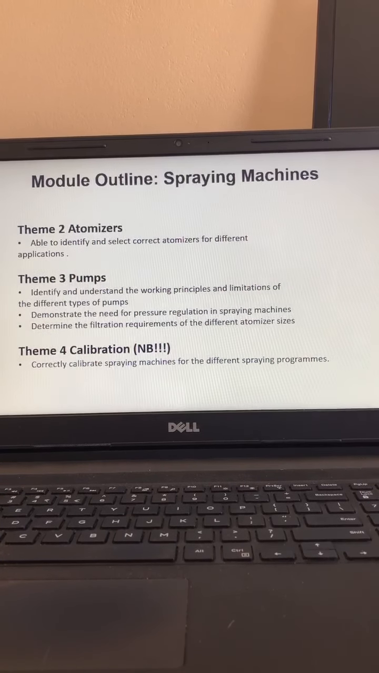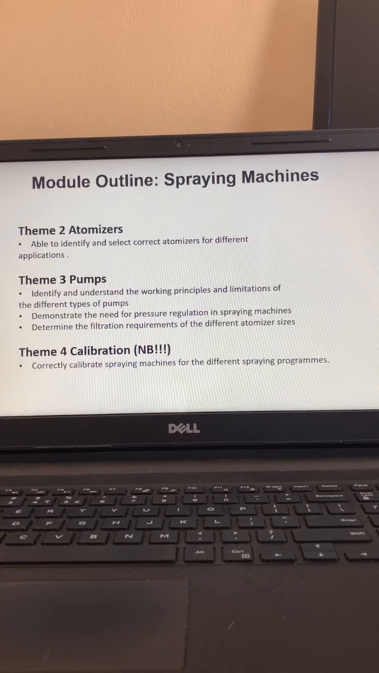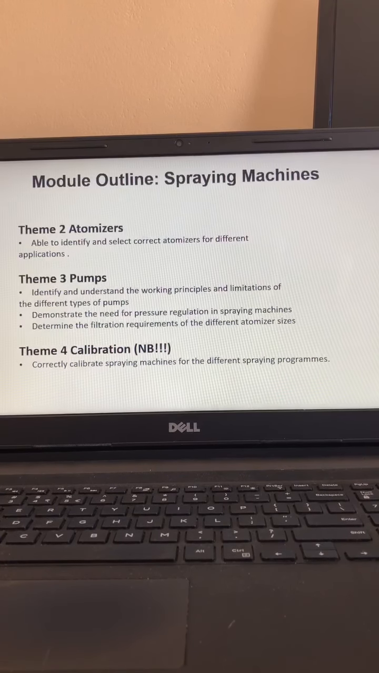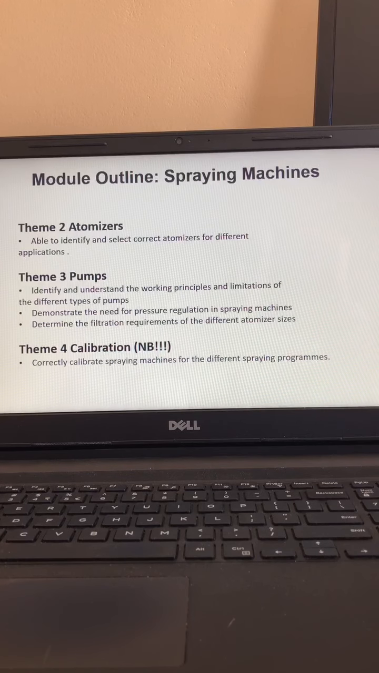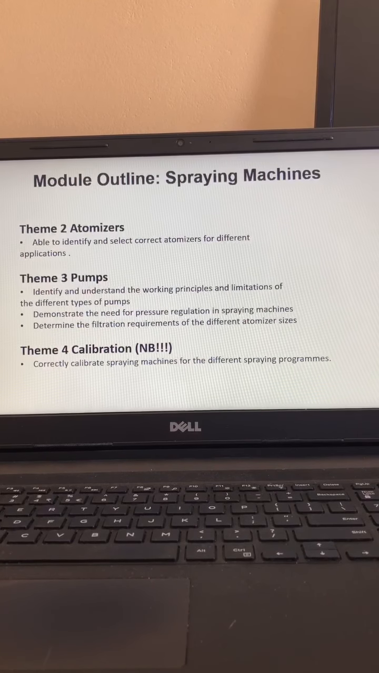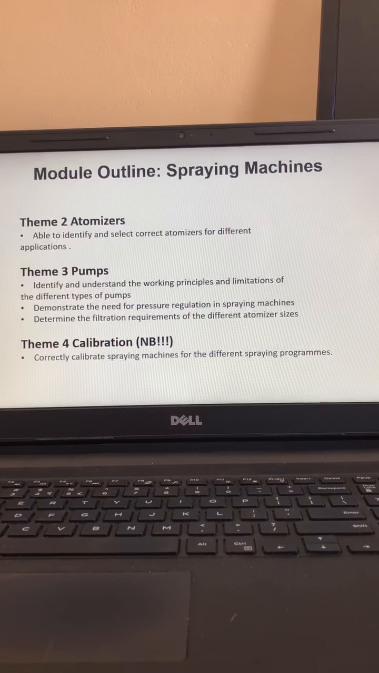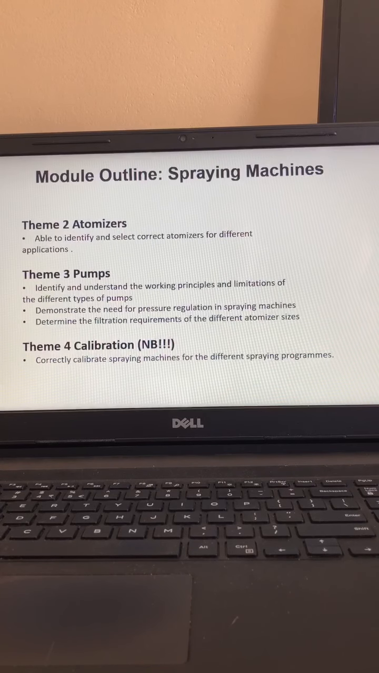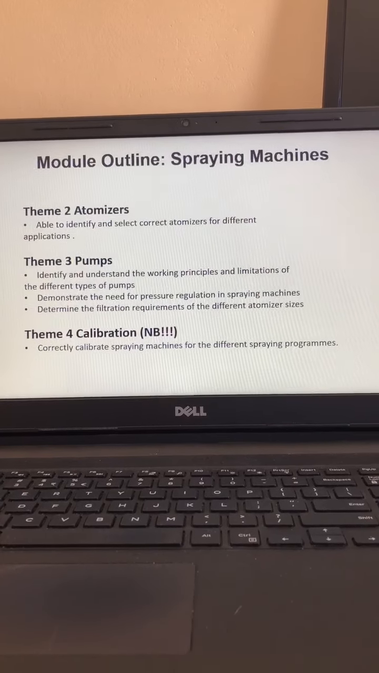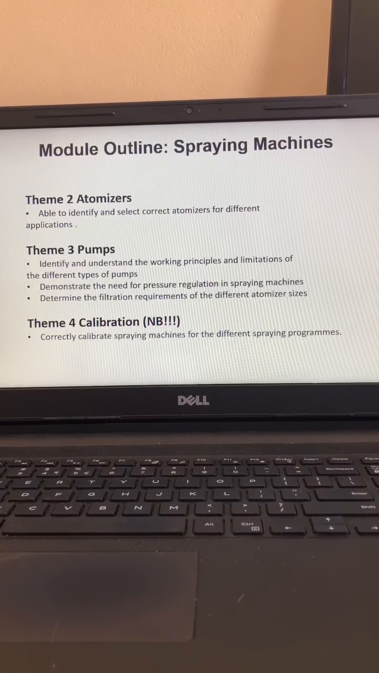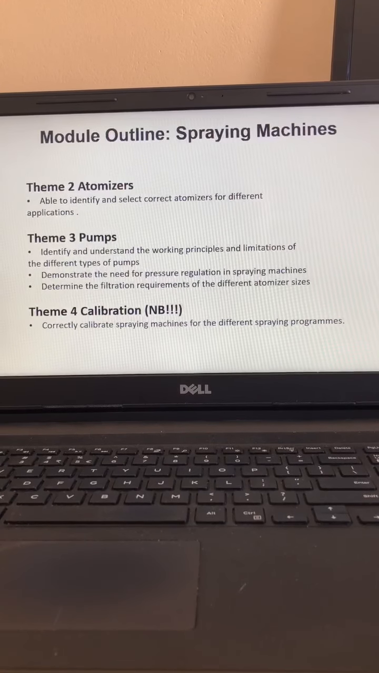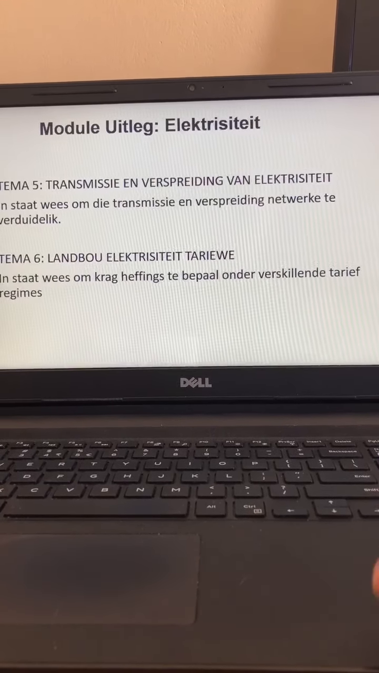So that was theme one. Theme two, we'll be talking about atomizers. So atomizers are apparatus that is used to break your spray up into little droplets. And we are looking at these different atomizers. We're looking at pumps used to transport your chemical to your atomizer, and then calibration, so your spraying machine, and we'll do some calculations with regards to that.